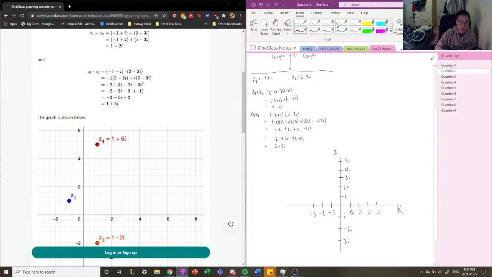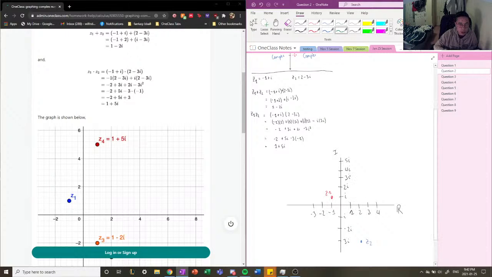Now that we have labeled our axes, we're going to graph. Let's graph z1 first. z1 is going to be red. z1 is -1 plus i, so -1 is here on the real number line, and i is over here. So z1 is over here. z2 is 2 on the real number line, so it's here, and -3i on the imaginary line, so it's going to be here. So z2 is going to be here.